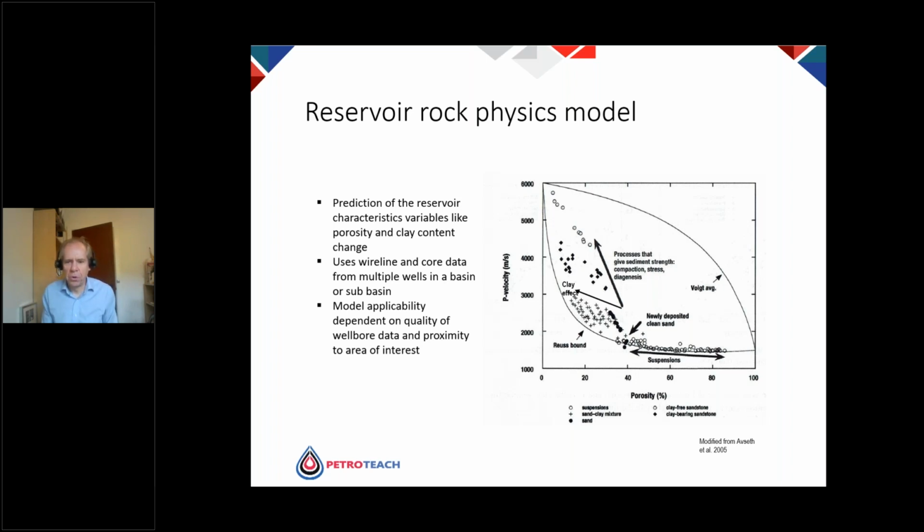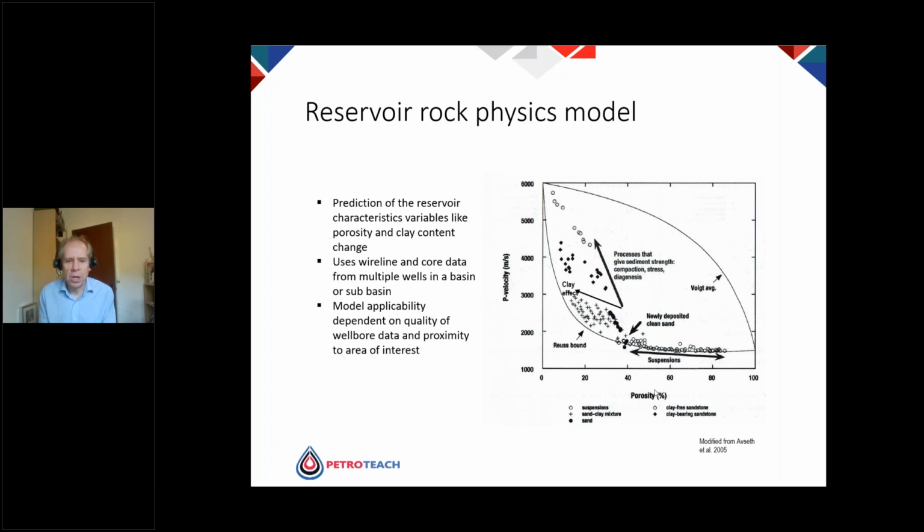This is a slide that I borrowed from a book on quantitative interpretation by Per and others, and it shows the relationship between P wave velocity and porosity for a bunch of different samples. Hopefully you can read the legend a little bit. Different rocks have different properties, and this is something I can use. So if I see in my seismic data something that has a velocity of about 4,000 meters per second, what's that possibly going to be in terms of porosity? This is an important part of taking the seismic data further.